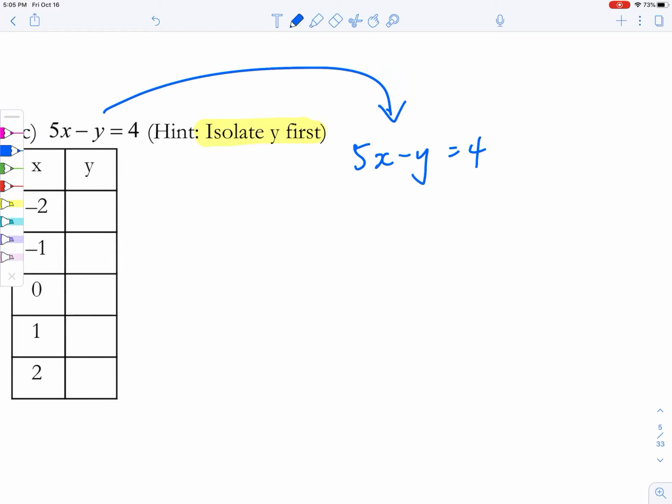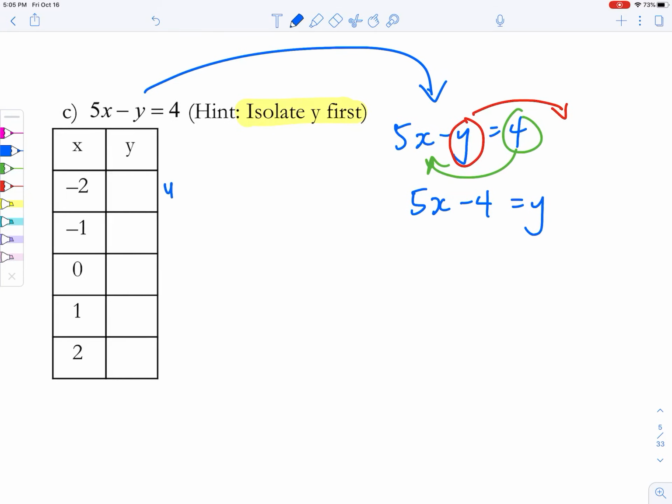Sometimes it's faster to just, if you have a minus y, move the y over and it'll become a positive. And then I'll take the 4 and move it back, and the 4 will become a negative. So we would get 5x minus 4 equals y. And we've isolated y just kind of backwards from before.